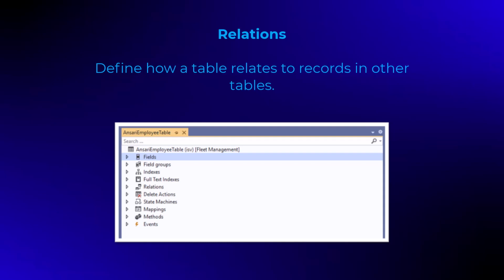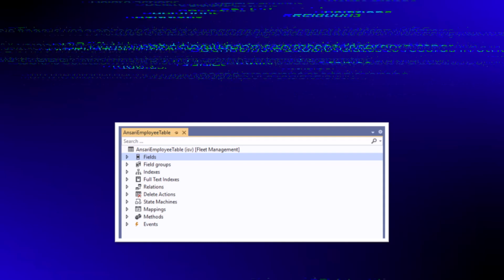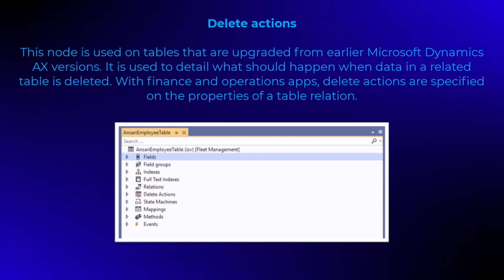Now I'll explain the delete action. What does it actually do? This delete action node is used on the tables that are upgraded from the earlier Microsoft AX version. It is used to detail what should happen when data in a related table is deleted. With Finance and Operations apps, delete actions are specified on the properties of the table relation.